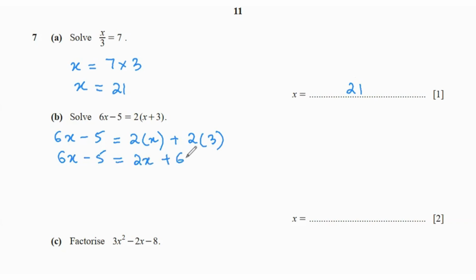Now we collect the like terms on each side. So 6x minus 2x. When you move the term from one side to the other side, whatever function is performing, it's going to do the opposite. So in this case, since 2x was being added on the right-hand side, it's going to be subtracted now. Similarly, when you move 5 to the right-hand side, instead of being subtracted, it's going to be added. So now we have 4x equals 11, and x is equal to 11 divided by 4.